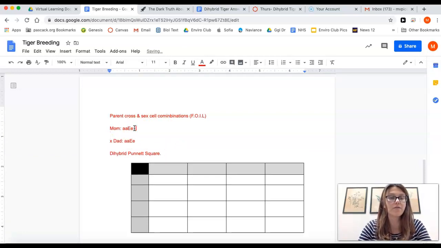I like to think of it as FOIL. So you do the first A with the first E, the outer A with the outer E, the inner A with the inner E, and the last A with the last E. However you figure it out, each one of these A's has to match up with each one of these E's. So the first A with the first E would give you lowercase a capital E, and so on. Turns out dad has the same traits, again, most likely due to inbreeding. This isn't always going to be the case, but we're going to get the same combinations for his sperm.